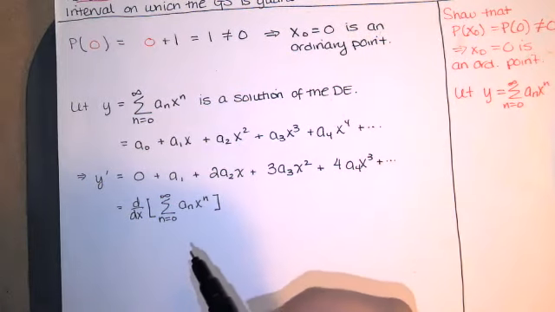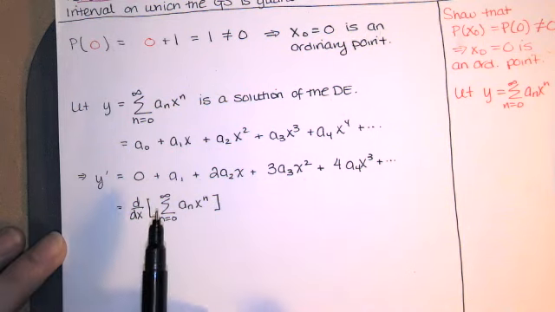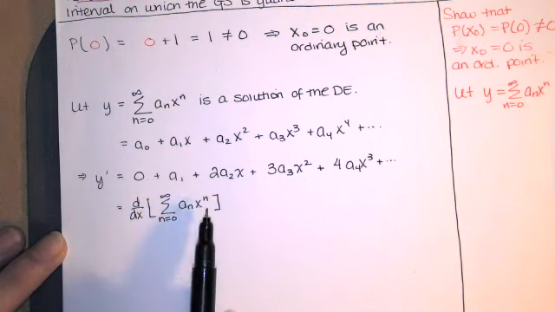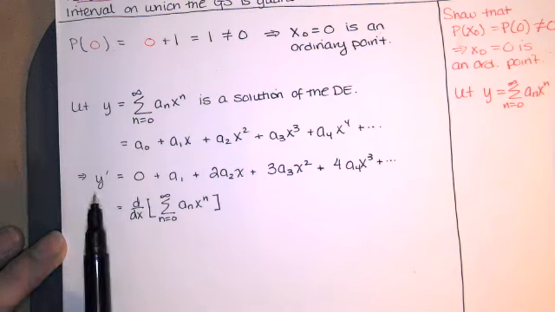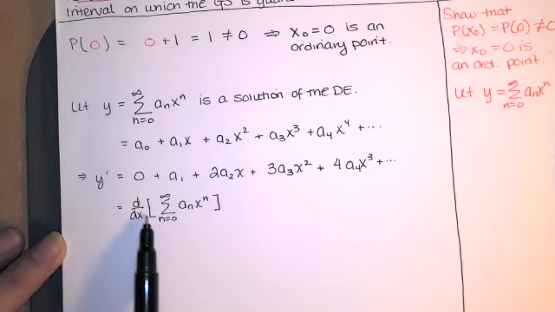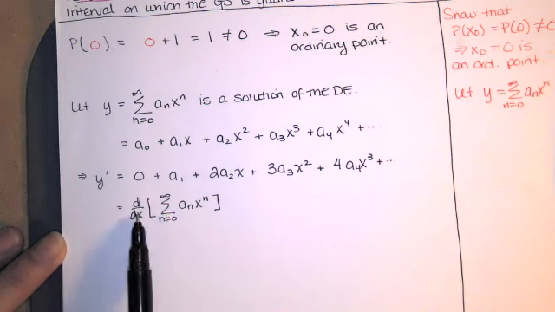Now, it looks like n is a variable. It's not. N is just a counter, and it tells you which term you're on. The variable here is x, so we're differentiating with respect to x. And we've got a sum of infinitely many terms. It looks like an infinitely long polynomial, and we're taking the derivative of that sum. Well, from Calculus 1, we know that the derivative of the sum is the sum of the derivatives.